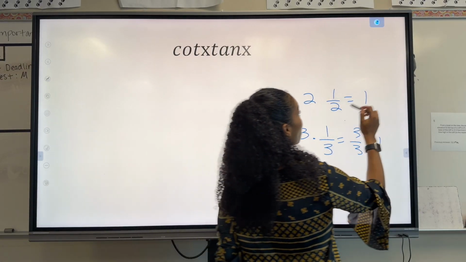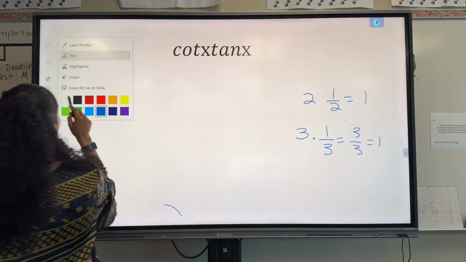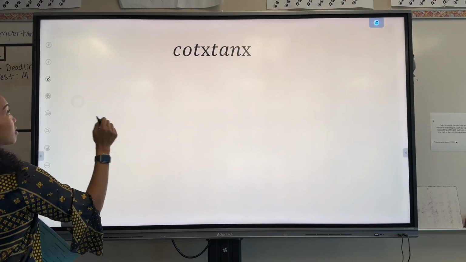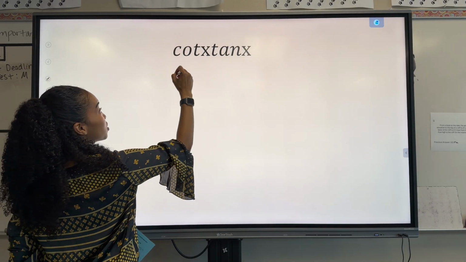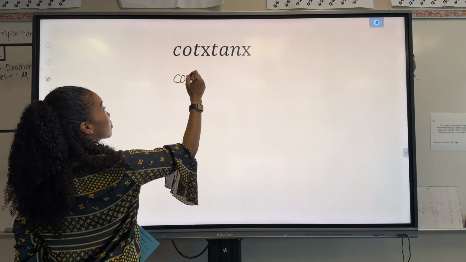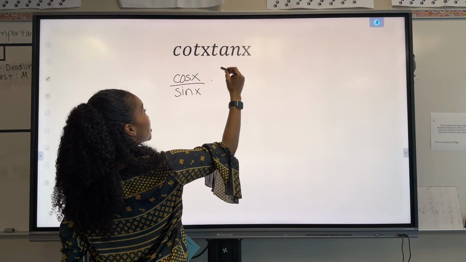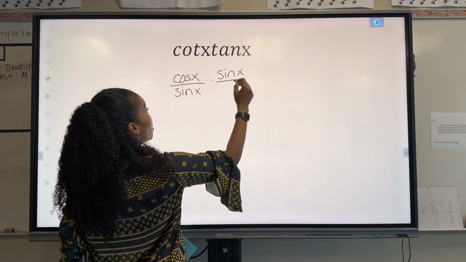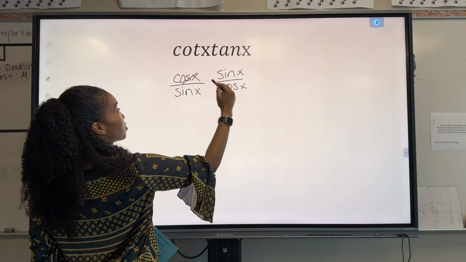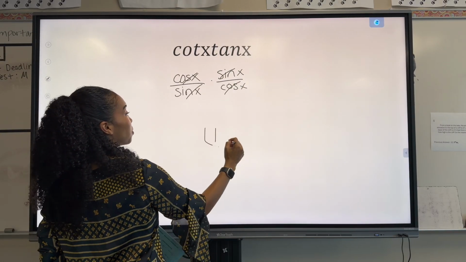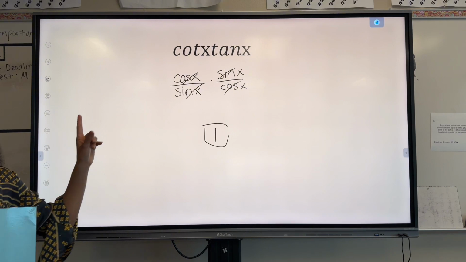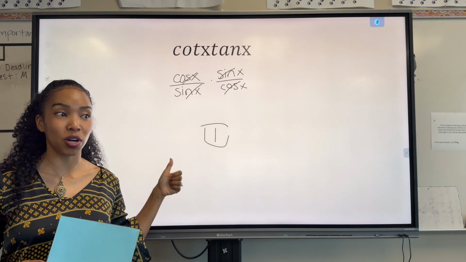Now, if you still don't believe me, we could still convert these into sines and cosines. Cotangent can be written as what? Cosine over sine is also the reciprocal. Yep. And tangent can be written as sine over cosine. Those cancel, those cancel. You're just left with 1. Reciprocal functions will always cancel to equal 1.